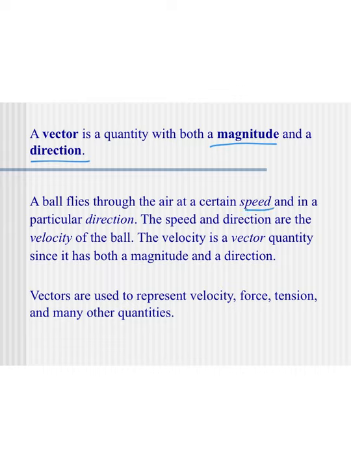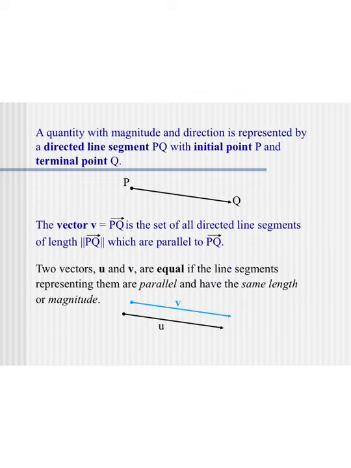It has a certain speed. It also has a particular direction it's going. The speed and the direction are the velocity of the ball. Velocity is a vector because it has those two things: a magnitude and a direction. Vectors are used to represent velocity, force, tension, and some other quantities. So let's go ahead and talk about how to calculate them.